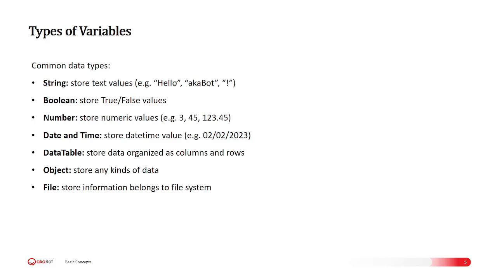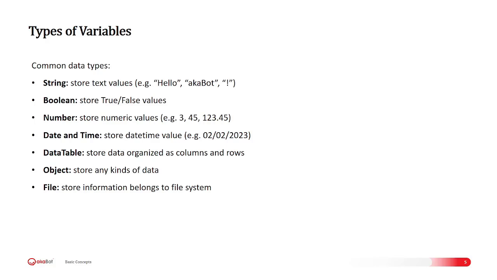Next is Boolean type. This is used to store true or false values, perfect for making decisions in your workflows. Then there is number, which can store whole numbers or decimals. It's useful for calculations or anything with numbers. To store date and time values, we use datetime variable. And if you are working with data in rows and columns, data table is the right type. It helps organize and process table-like data.